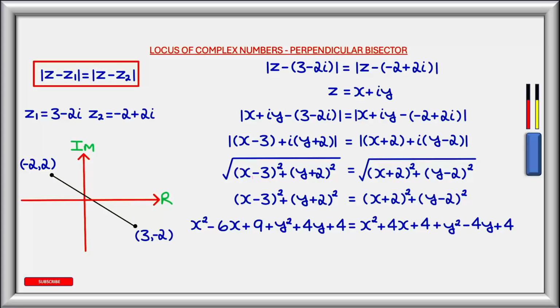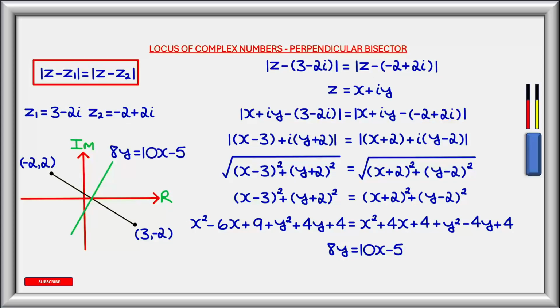And if we expand the brackets, we have x squared minus 6x plus 9 plus y squared plus 4y plus 4 is equal to x squared plus 4x plus 4 plus y squared minus 4y plus 4. And this simplifies to 8y is equal to 10x minus 5.